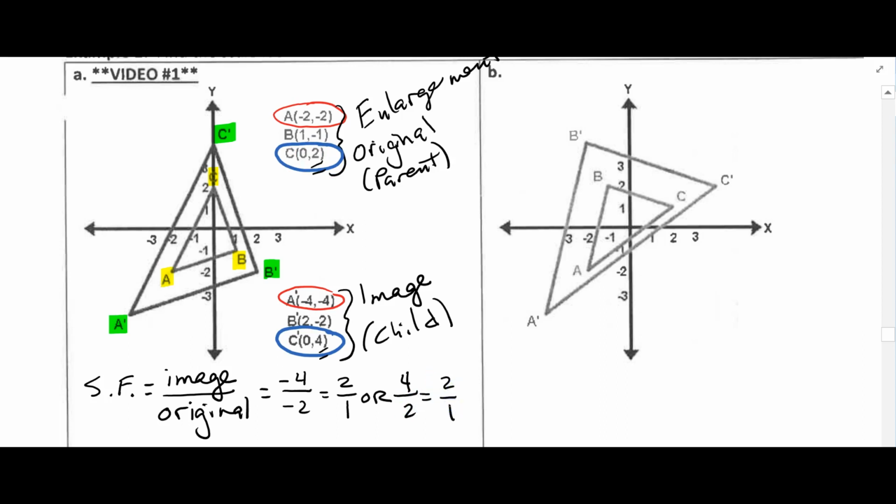So you have lots of options for how to get your scale factor. Just make sure that you put something from the image in the numerator and something from the original in the denominator.